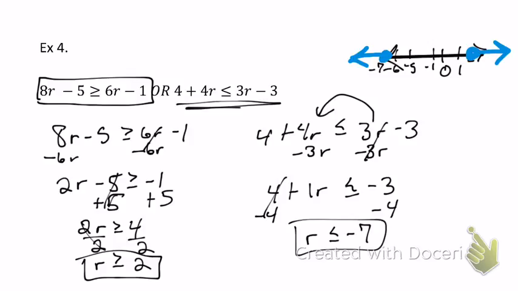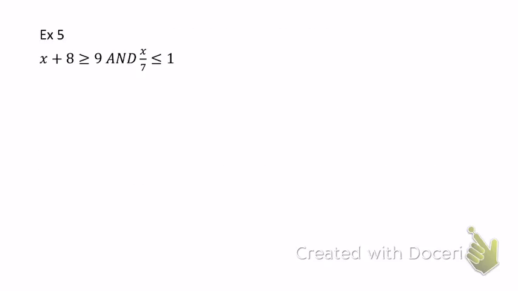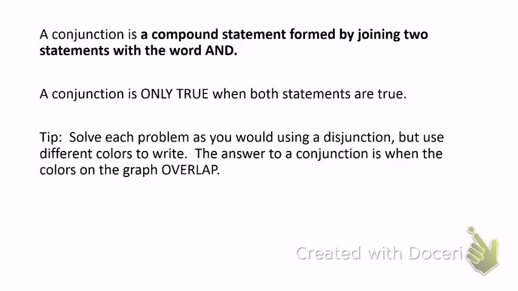The next thing that we have is a conjunction. Okay, a conjunction is a compound statement formed by joining two statements with the word "and." A conjunction is only true when both statements are true. So here's a huge tip. Solve each problem just as you would doing a disjunction, but when you go to graph it, use different colors. So like a pencil and pen, two different colored pens, maybe a highlighter, or different colored highlighters.